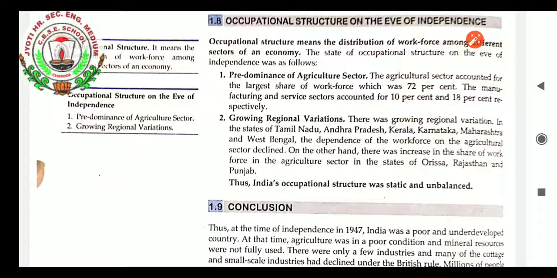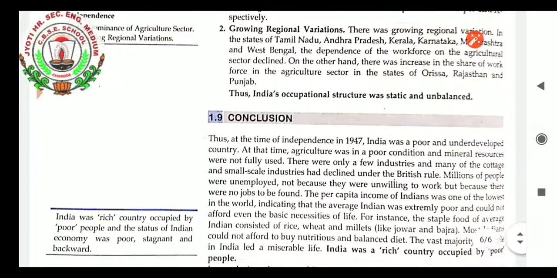On the other hand, there was an increase in the share of workforce in the agricultural sector in the states of Orissa, Rajasthan and Punjab, because those states were much richer in important export goods. Thus, India's occupational structure was static and unbalanced. No development of our Indians and our India.